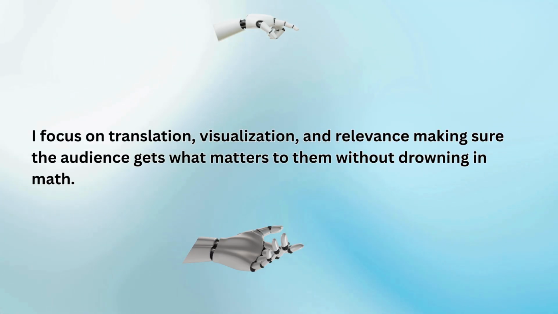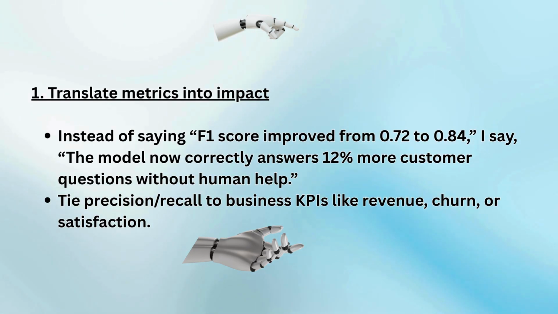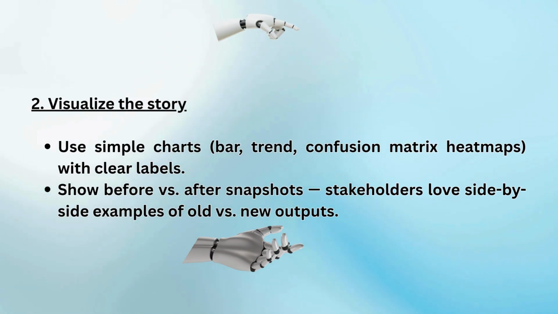I focus on translation, visualization, and relevance, making sure the audience gets what matters to them without drowning in math. 1. Translate metrics into impact. Instead of saying F1 score improved from 0.72 to 0.84, I say, the model now correctly answers 12% more customer questions without human help. Tie precision and recall to business KPIs like revenue, churn, or satisfaction. 2. Visualize the story.